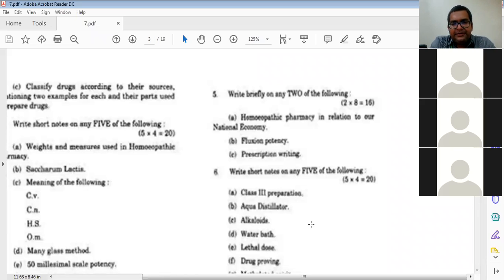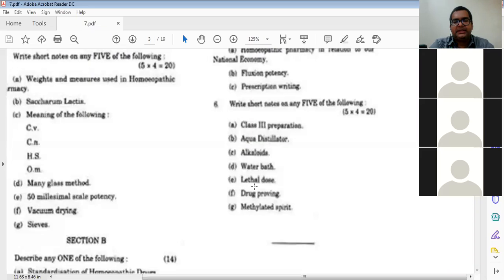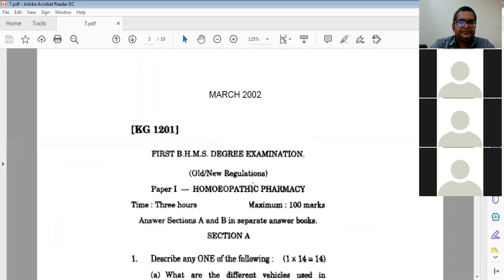Write a short note on any of the five. Class 3 preparations. Aqua distillata, meaning distilled water, you can write. Alkaloids, one type of active principle of the plants. Water bath you can write. Lethal dose you can write. Drug proving. Then methylated spirit, that methylated spirit is poisonous, remember it, methyl alcohol.